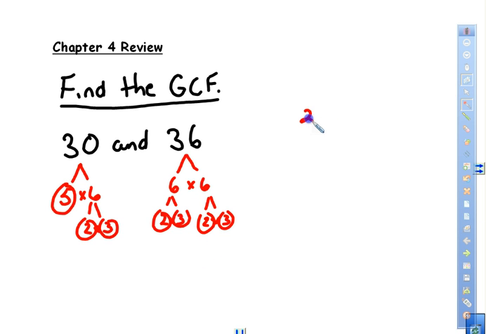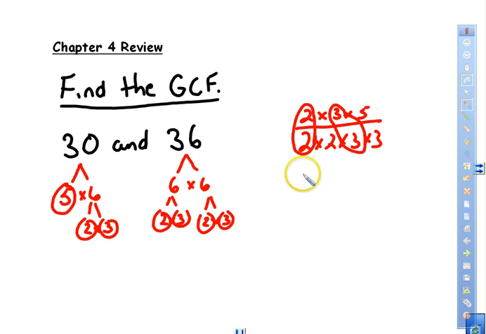And you have 2 times 3 times 5 compared to 2 times 2 times 3 times 3. And what's common? Well, I have a pair of 2's that are common and a pair of 3's that are common. So then you take this, which represents 2, and this represents 3, and you multiply those together to give you 6. Okay, that's one way of doing it.